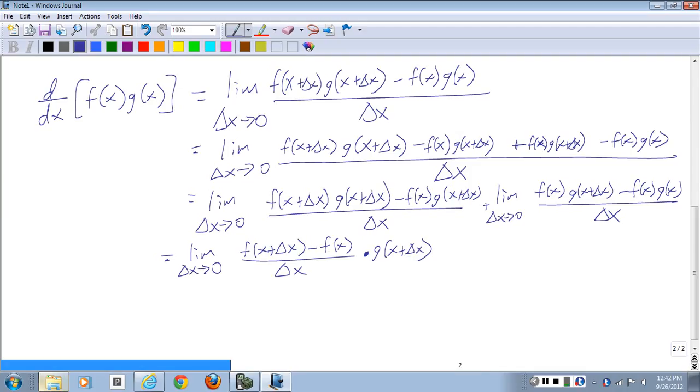Factoring the g of x plus delta x out of each factor in the numerator and then sliding it out next to that fraction. Plus the limit as delta x approaches 0, f of x, do the same thing except with the f of x, factor the f of x out of each of those two expressions in the numerator, and then multiply that by the fraction, g of x plus delta x minus g of x over delta x.